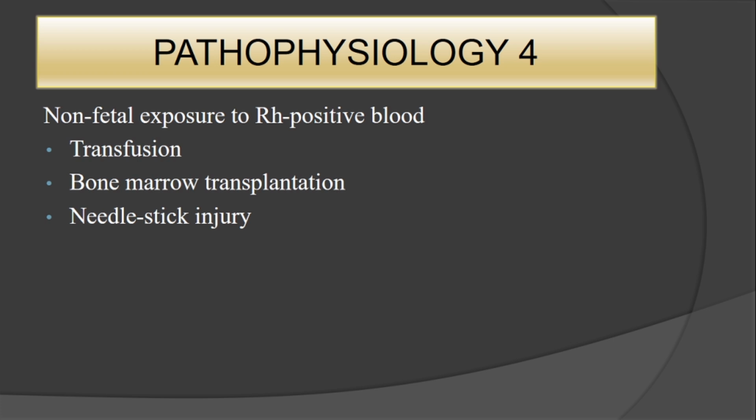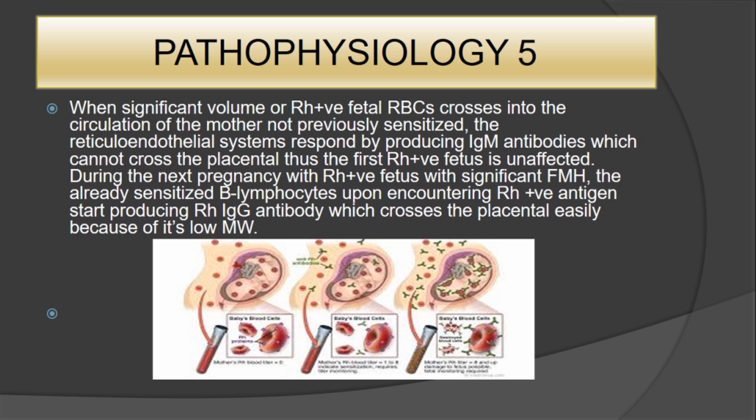And if we have needle injury, when a significant volume of Rh positive fetal red cells crosses into the circulation of the mother that is previously unsensitized, the reticuloendothelial system of the mother will respond by producing IgM antibodies. The IgM antibodies have a high molecular weight and they cannot cross the placenta to the fetus. So the first Rh positive fetus that this mother carries will be unaffected.